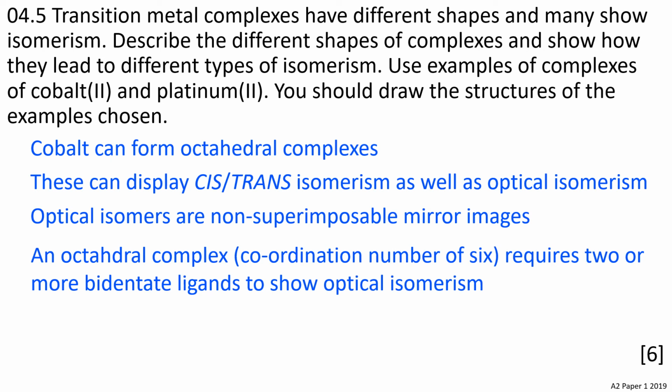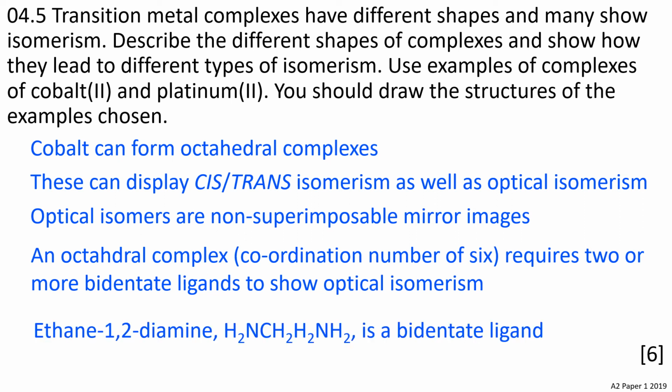An octahedral complex with a coordination number of 6, they all have a coordination number of 6, requires 2 or more bidentate ligands to show optical isomerism. So a ligand is a species which can donate a pair of electrons to form a coordinate bond or a dative covalent bond. A bidentate ligand is a species that can donate 2 pairs of electrons to form 2 coordinate bonds. Examples of bidentate ligands include the one in this case I've chosen, ethane-1,2-diamine, and there's the structural formula. Also the ethanedioate ion, it's worthwhile knowing that is a bidentate ligand as well.